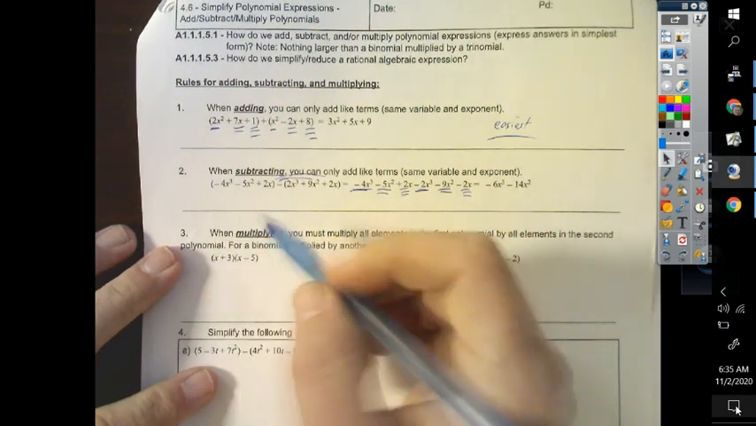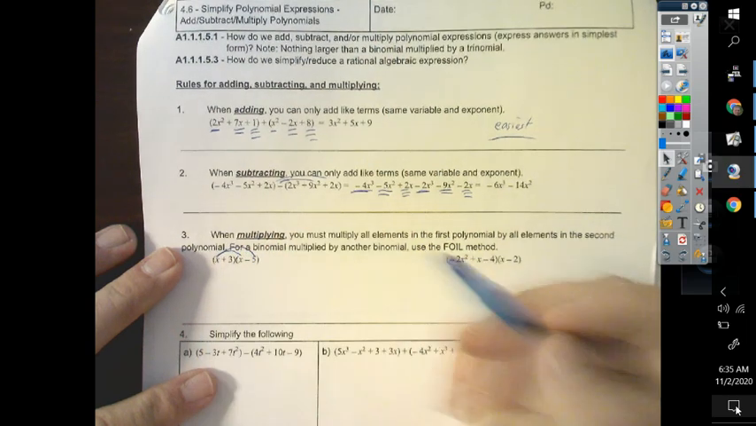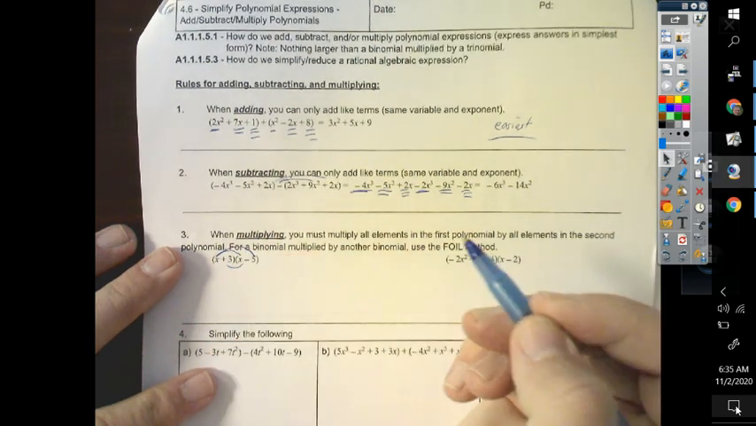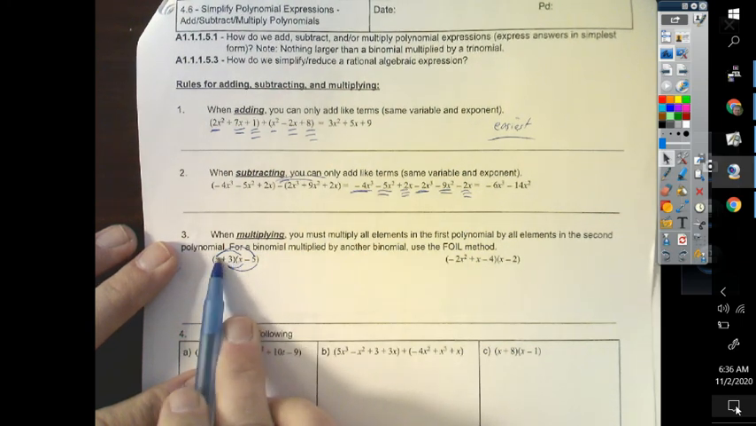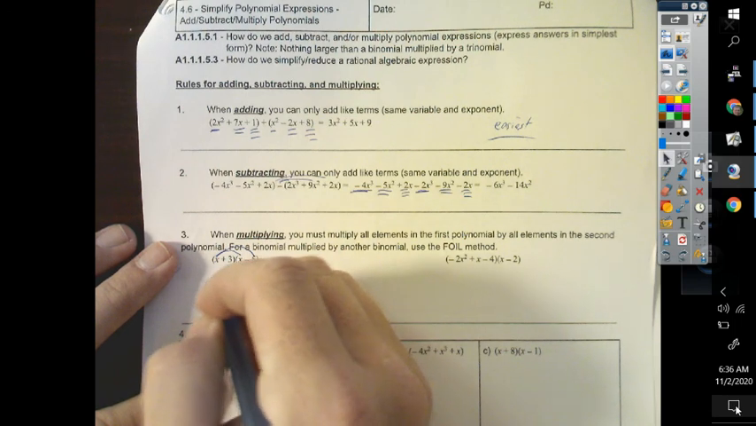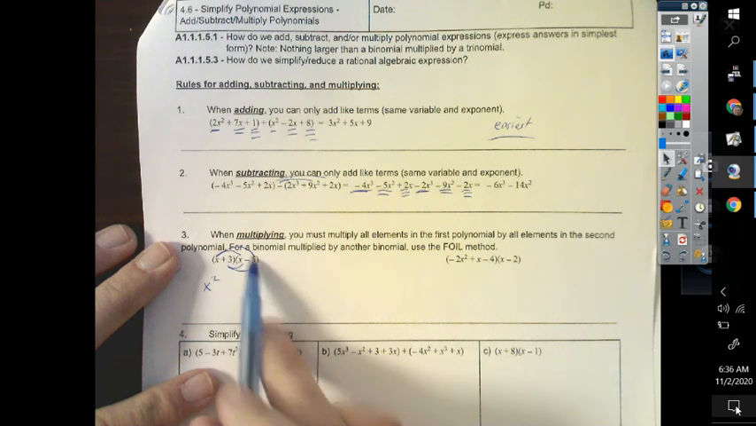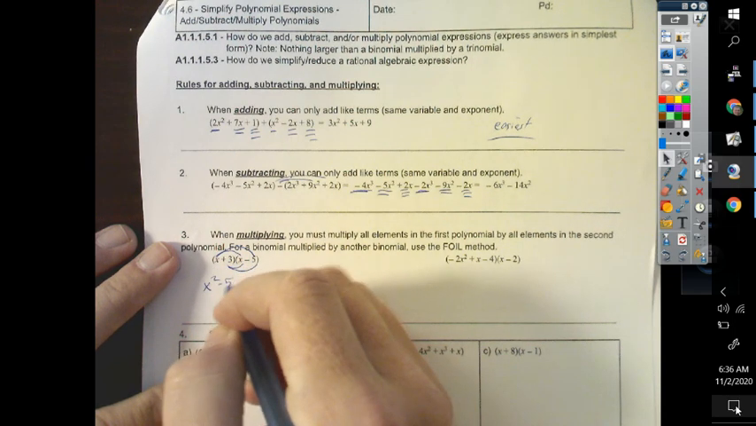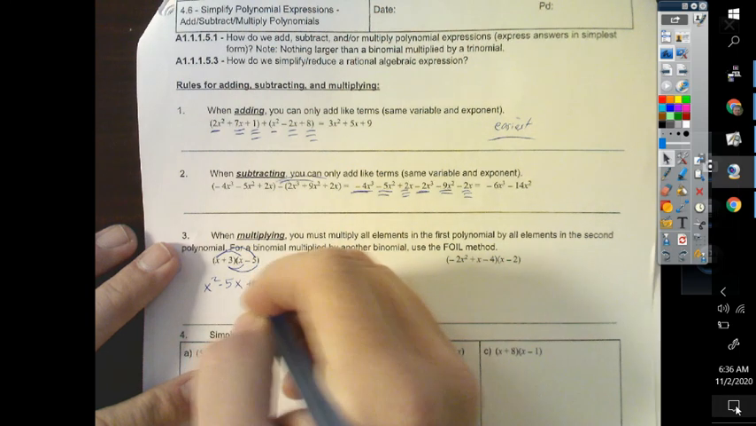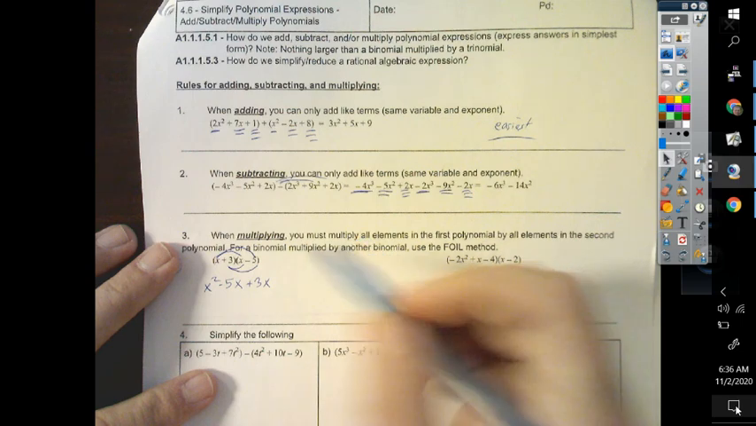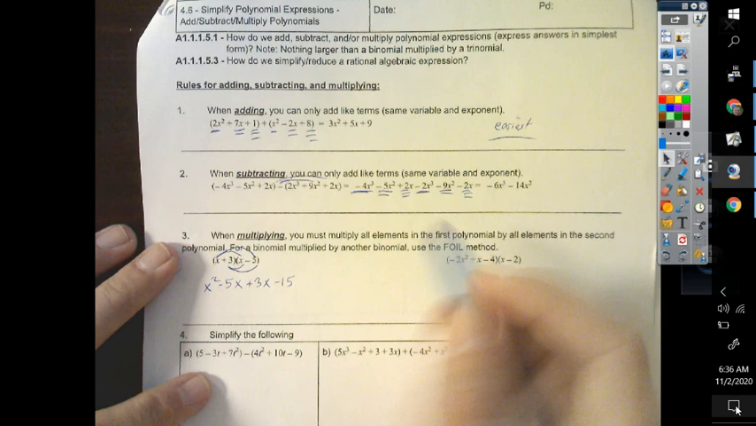So what FOIL looks like is you do first terms, you do outer terms, you do inside terms, and then you do last terms. So the first thing we do is x times x. Okay, that's going to give me x squared. Then we do our outside terms, x times negative 5, negative 5x. Then we do our inside terms, 3 times x. Then we do our last terms, 3 times negative 5. Okay, cool.